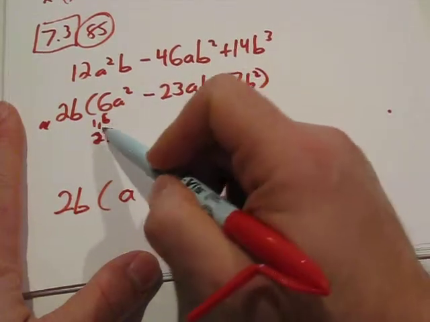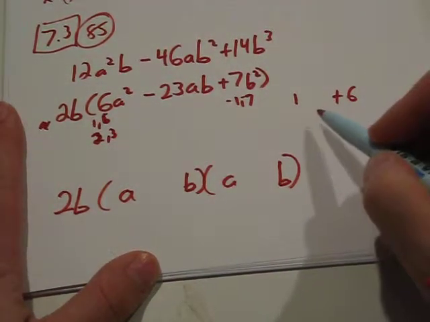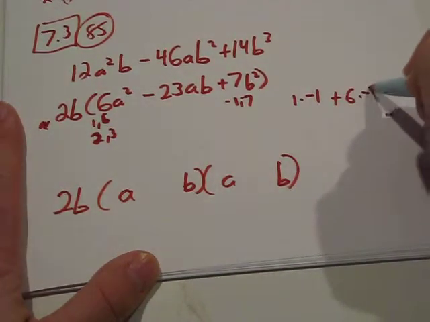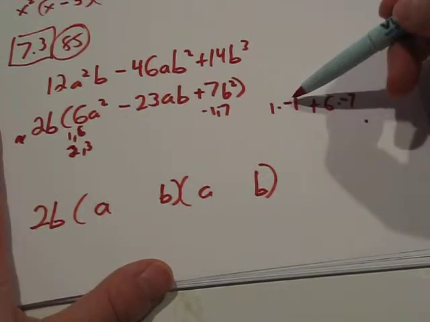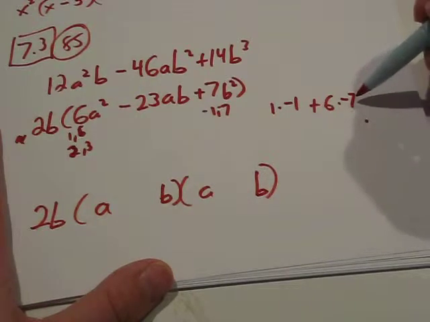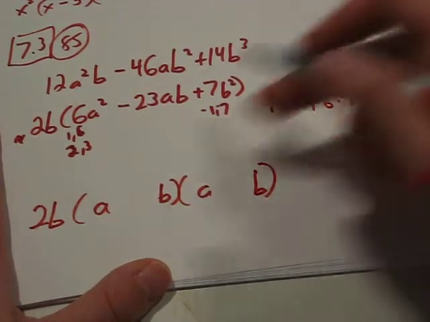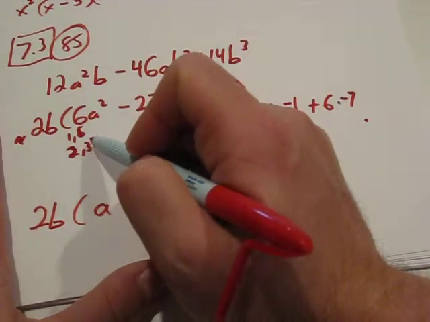Let me pick incorrectly. I'm going to pick the 1 and the 6. So 1 and 6 is going to be multiplied by the negative 1 and the negative 7. Now in my head I can go 1 times negative 1, which is negative 1, and 6 times negative 7, which is negative 42. Well, negative 42 and negative 1 make negative 43. That doesn't make negative 23. But here is the correct combo that does work.